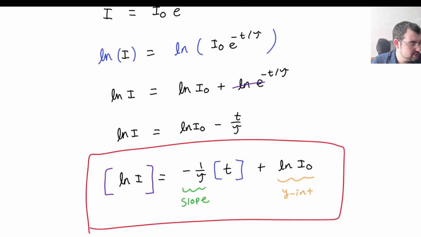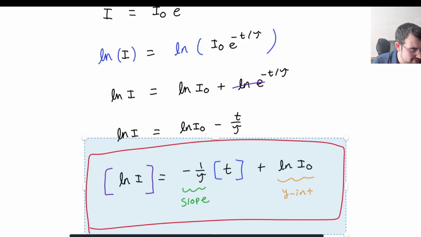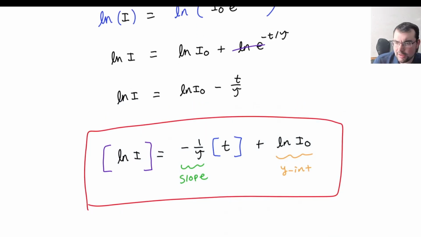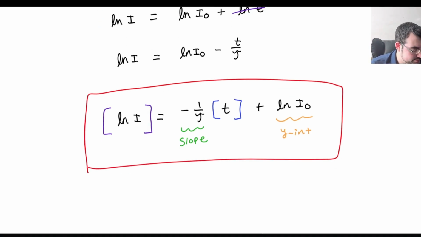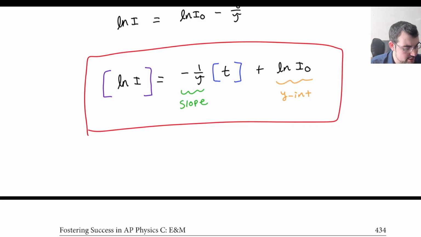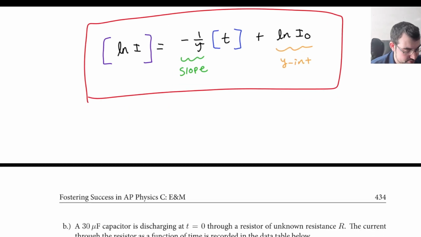So this is the most challenging linearization we'll have in this class, the exponential ones, because you have to know to log it to get rid of that exponential. Also, this is weird because we get a y-intercept, but we're also going to get a negative slope. Lots of weird things going on with this.